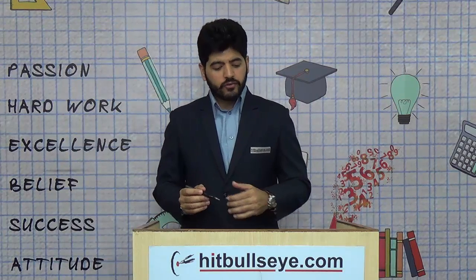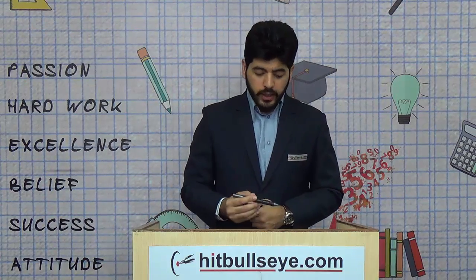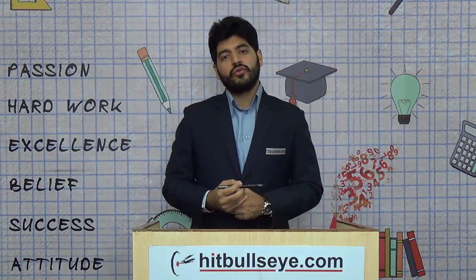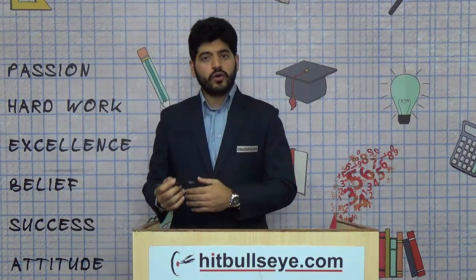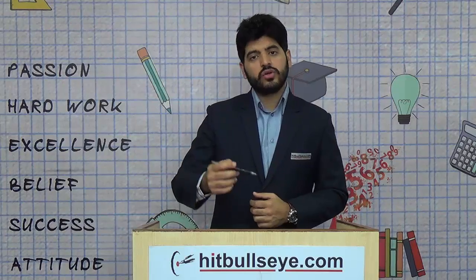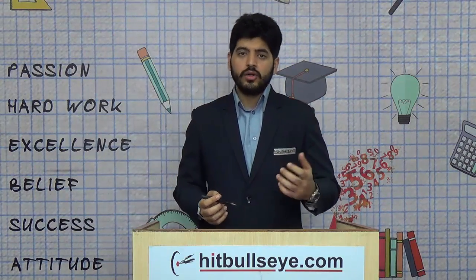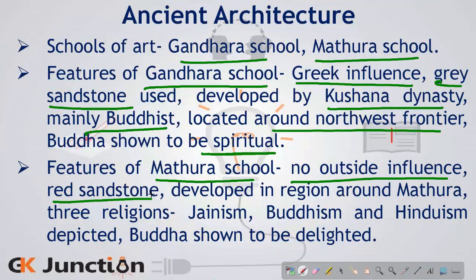Now we have to make differences between the Mathura and the Gandhara school. In the Mathura school, we made use of red sandstone because it was available locally, whereas in the Gandhara school, we made use of grey sandstone because it was available locally in the northwestern parts of the country. Mathura school had developed in and around the regions of present-day Mathura.